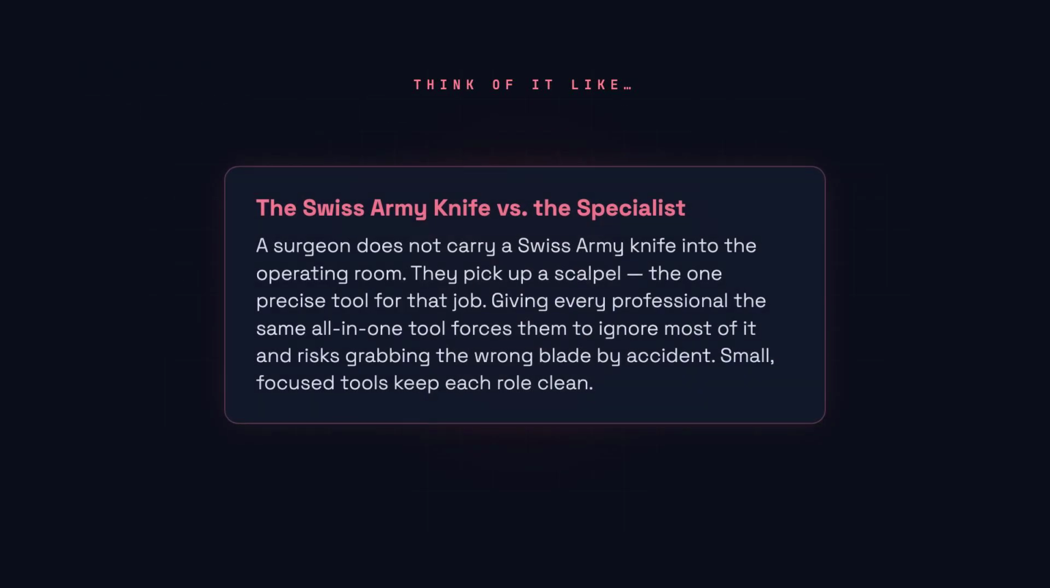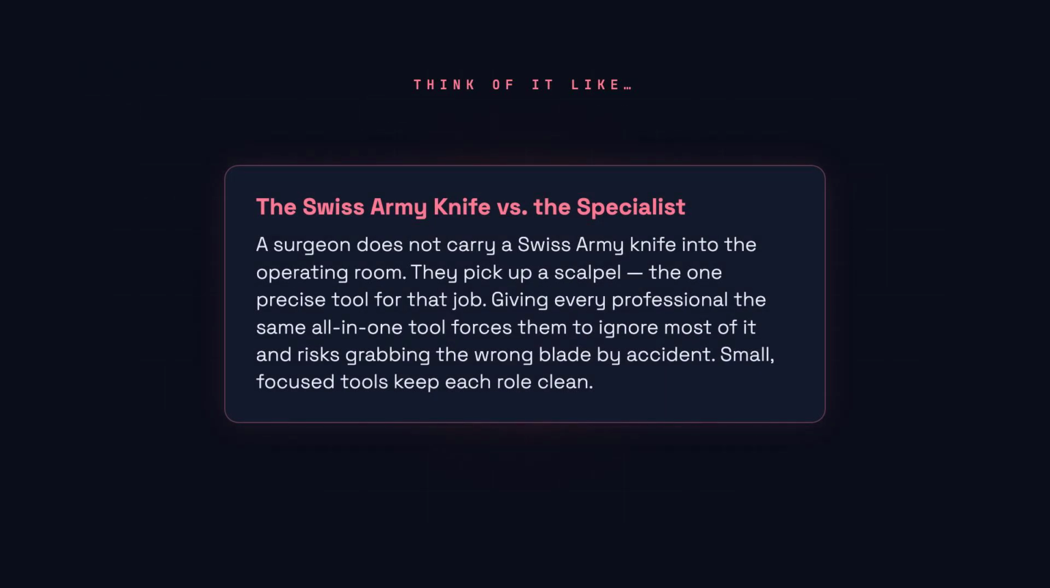Think about a Swiss Army knife. It has a blade, scissors, a can opener, a screwdriver, and a toothpick, everything in one object. That is great for camping, but a surgeon only needs a scalpel. Handing the surgeon a Swiss Army knife couples their work to a dozen irrelevant tools. Specialized, focused interfaces are like specialized surgical instruments. Each one does exactly one job and nothing more.